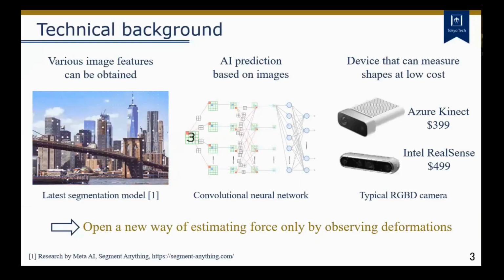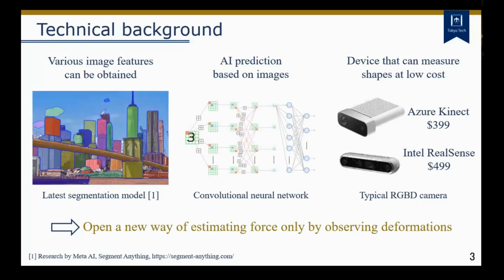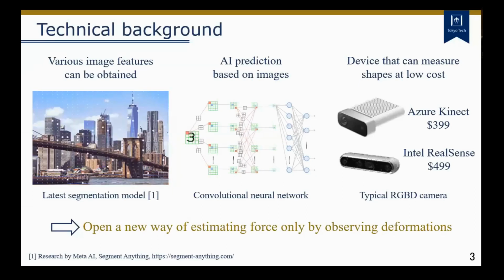Regarding the technical background, I introduce three advantages of computer vision. First, progress in computer vision allows us to obtain various image features. For example, Meta released their latest segmentation model that makes it easy to extract shape features from images. Second, progress in machine learning allows us to make predictions based on image input. For example, convolutional neural networks enable a variety of tasks with image input, such as image recognition or posture recognition.